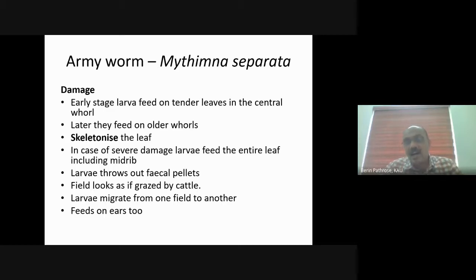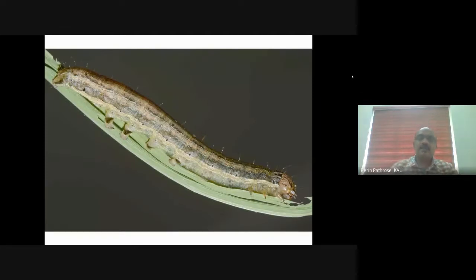Just like an army, the larvae will be there in huge numbers, and they will migrate from one field to another. In addition to leaves, they also feed on ears. So armyworm, Mythimna separata: the early stage larvae feed on the tender leaves and skeletonize them. Later stage larvae completely defoliate the plant, and the field looks as if grazed by cattle. The larvae move from one field to another, and sometimes feed on ears also, not only the leaf. So this is the picture of armyworm Mythimna separata.